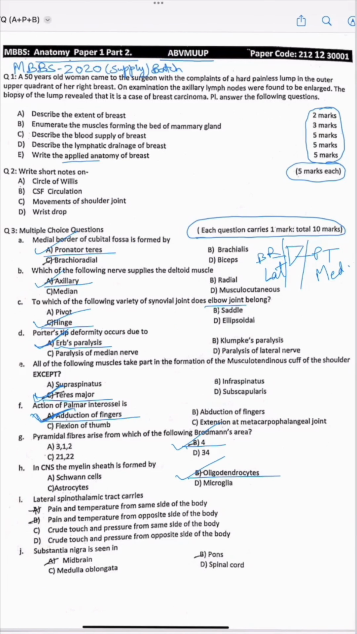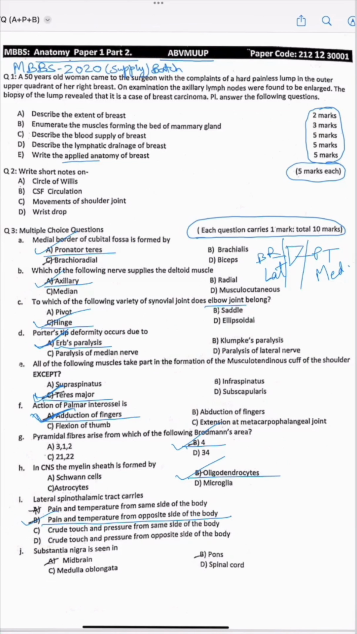Question number 3I. Lateral spinothalamic tract carries pain and temperature from the same side of the body, pain and temperature from the opposite side of the body, crude touch and pressure from the same side of the body, crude touch and pressure from the opposite side of the body. So the answer here will be pain and temperature from the opposite side of the body. Remember, this is very important. While crude touch and pressure are being taken from the same half of the body by the dorsal column, fasciculus gracilis and cuneatus.